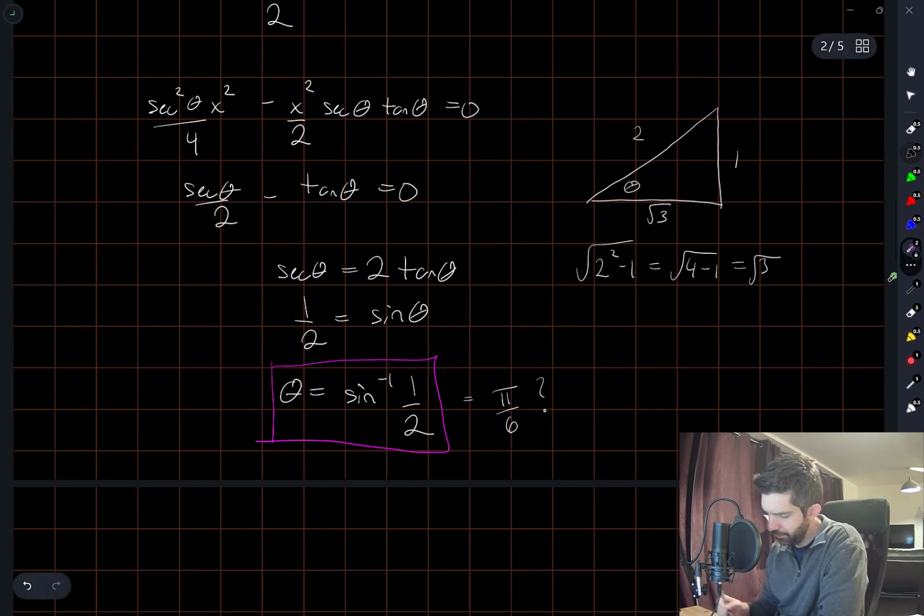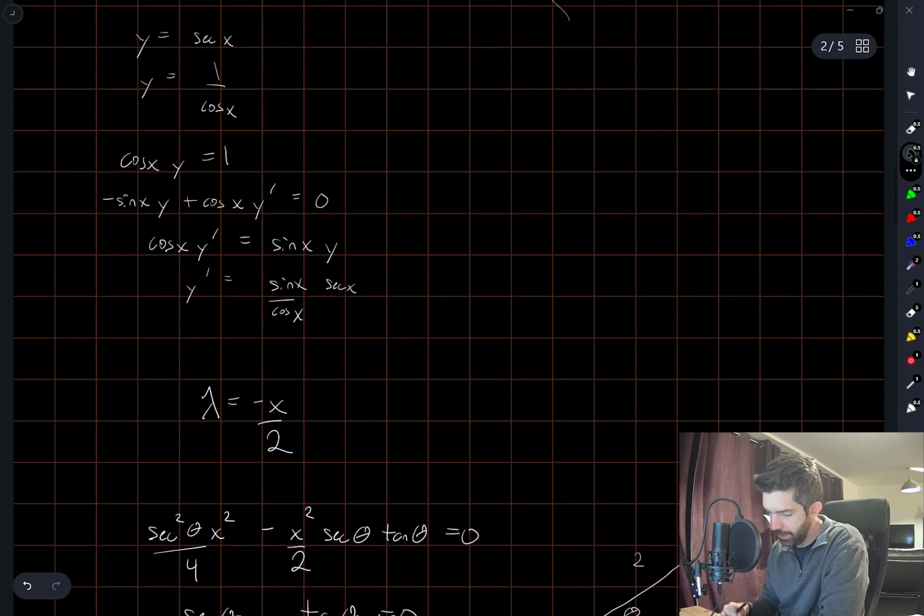I'm not sure if the actual value of the angle will matter. What I'll care about are the other trig ratios of theta. So I'll care about cos theta, tan theta, and so on. So I'll just keep referring to this triangle. Okay, so I have theta.